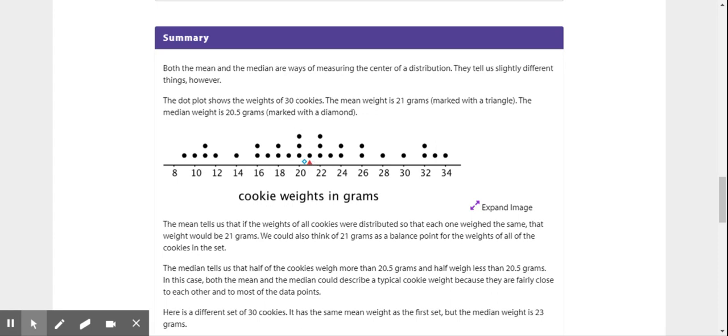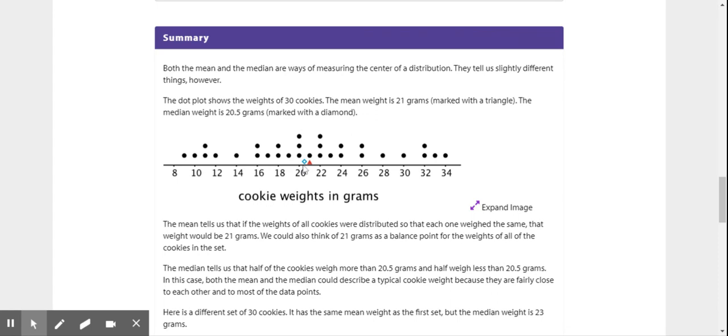So they remind us that we can use the mean, which is something that makes all of them balance out or distribute. Right here, it says the mean tells us that if the weights of all cookies were distributed so that each one weighed the same, that weight would be 21. So if they took all of these cookies and shifted all the weight of the cookies, maybe put some crumbs of the bigger ones down with the lower ones and mashed them all together, each cookie would be 21 grams.